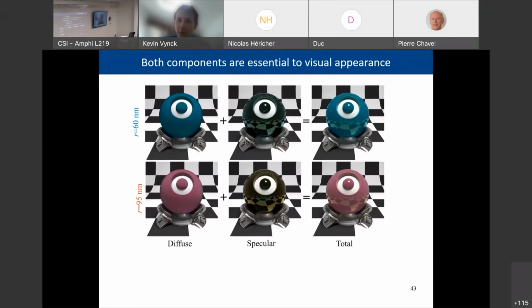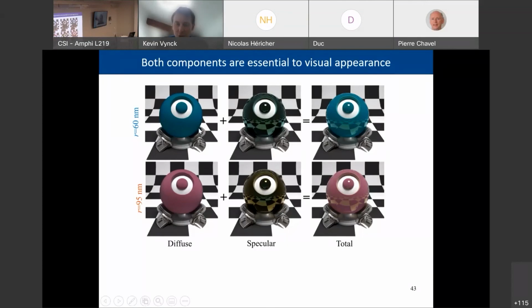Here I'm showing some synthetic images of a macroscopic object. It's a sphere that will be covered by such a nanostructured surface. On the left, you have the predictions only for the diffuse part. In the middle, only for the specular part. So you see that here you have a surface that is completely matte.